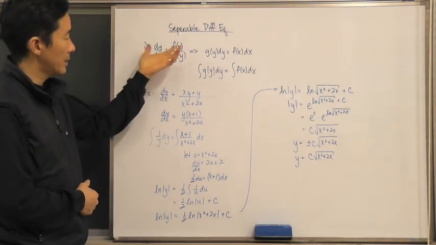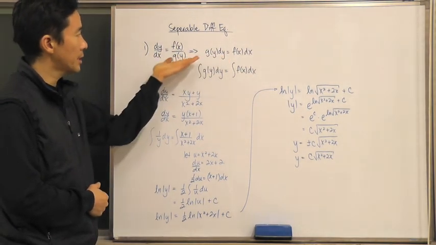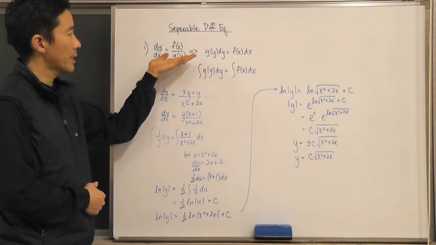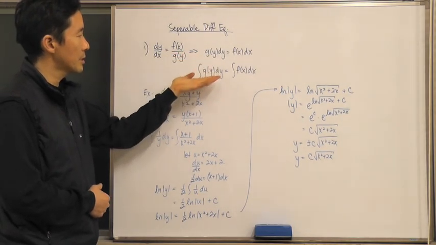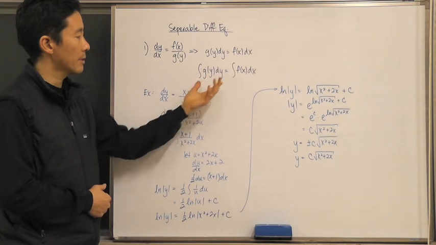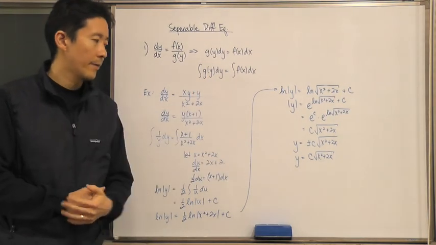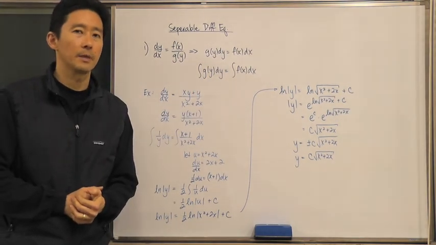So when we deal with this first particular example here, we can actually separate the differential equation. By separating the variables, we can then integrate both sides, and we can come up with a solution. Okay?